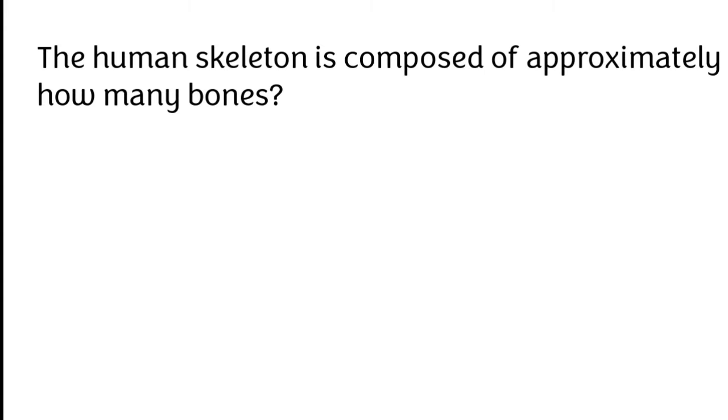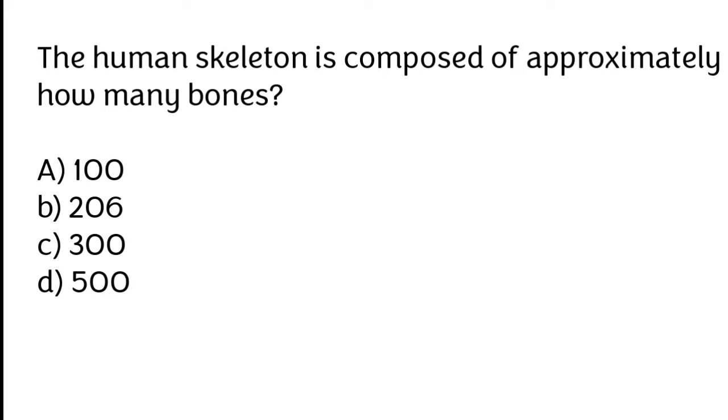The human skeleton is composed of approximately how many bones? 100, 206, 300, 500. The correct answer is option B, 206.